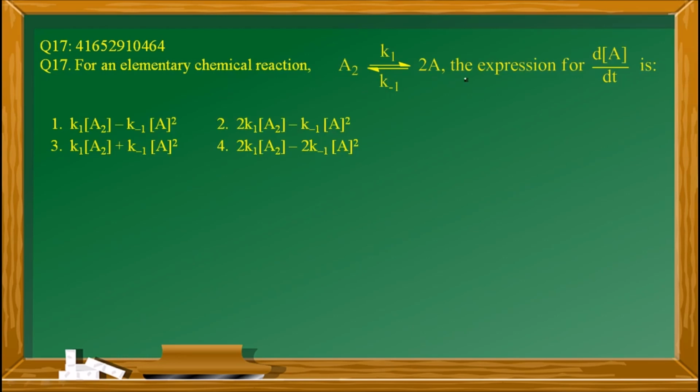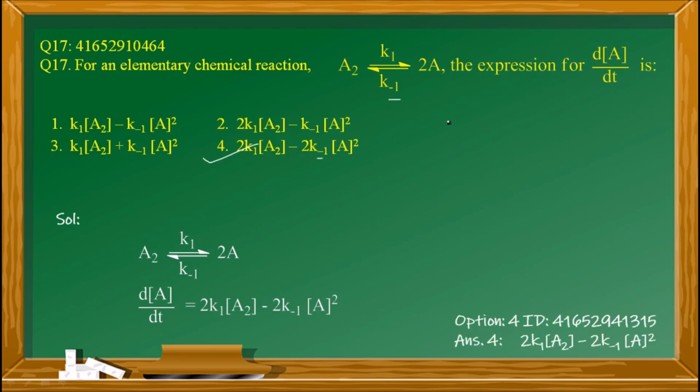The expression for dA by dt, what is the expression? Yes friends, it is very simple. Directly you can take 2k1[A]^2 minus 2k-1[A]^2. That means option number 4 is correct, friends.